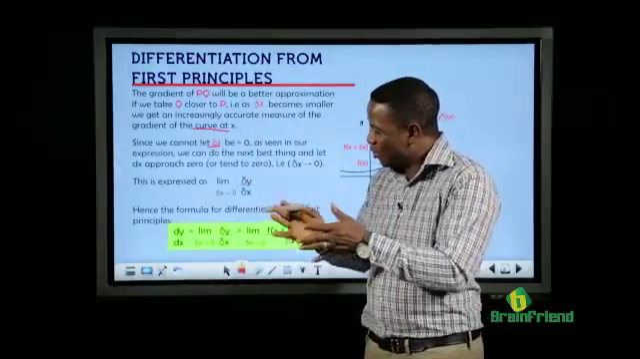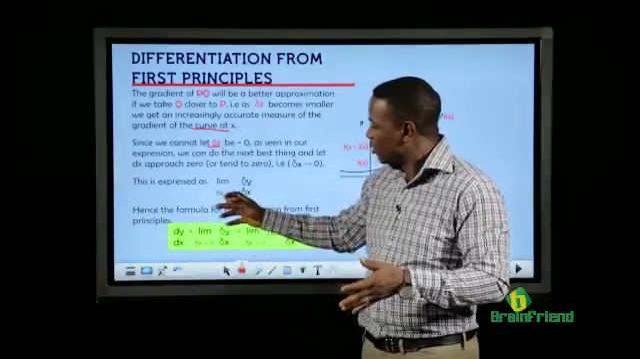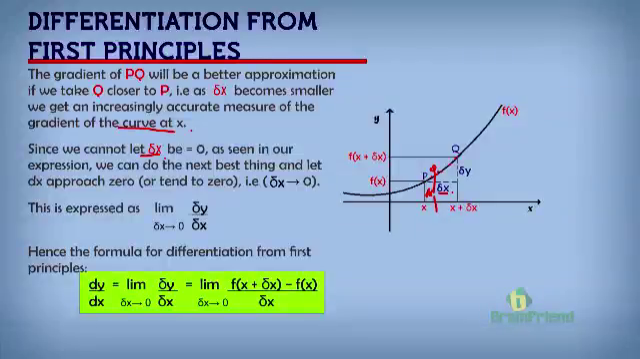That is, it gets closer to 0. It keeps reducing. That is, it's shrinking until it gets very, very close to 0. And the symbol that we use to denote that is delta x tending to 0. This means delta x tends to 0. That is, it keeps shrinking until it gets to 0.